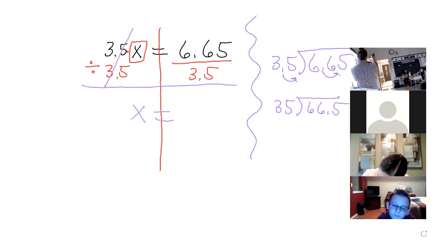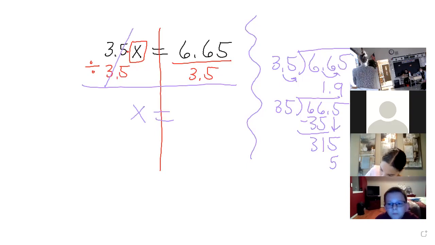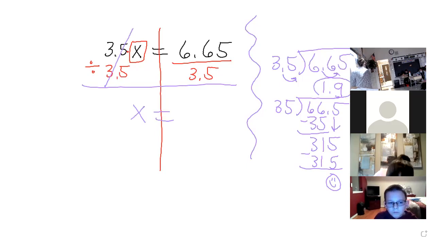So how many times does 35 go into 66? Once. If I subtract them, I get 31, drop down the next piece of the dividend. And what are we guessing here? About 9 times, can't go 10. And that would be 35 times 9, 315, right on the money. So the answer that I'm putting back in this spot is 1.9.